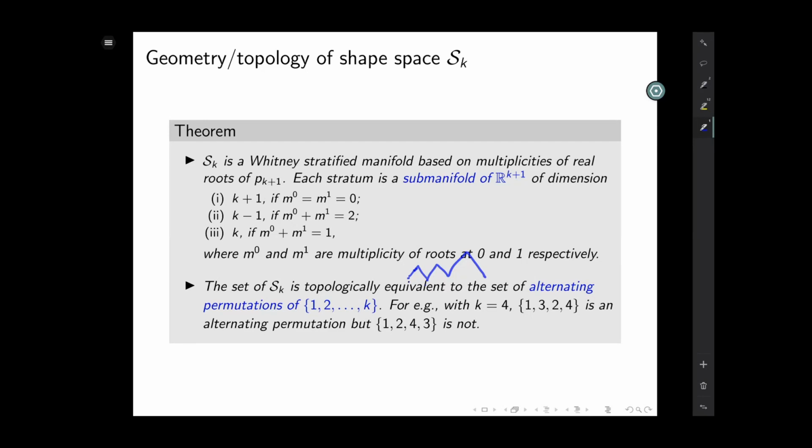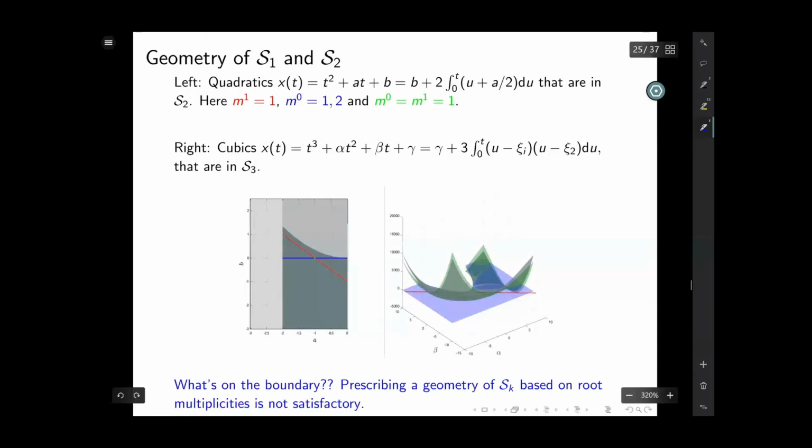So topologically, this set S_k of the extrema, through its connection to that extrema vector, is equivalent to alternating permutations of 1 to k. Okay, so this gives a description of the shape space in the given coordinates using the polynomials. Let me quickly visualize this. In higher dimensions it's not very helpful.